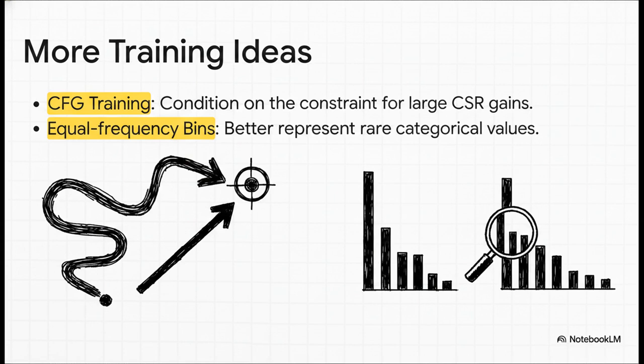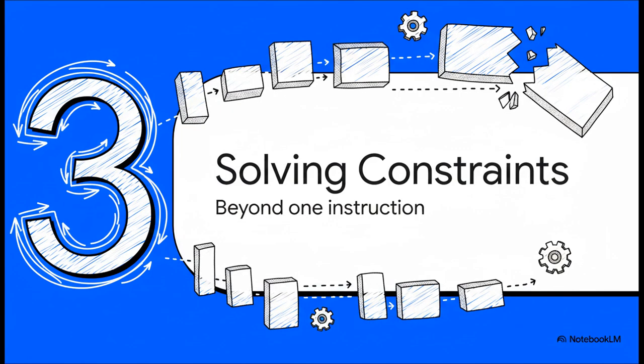Another really smart idea is using what are called equal frequency ordinal bins. It's a fancy term, but it just means we make sure the model learns to represent the rare weird values just as well as the super common ones. It's a great way to avoid bias in your data. All right, next up, we're going to tackle one of Harpoon's biggest Achilles heels right now, how it handles constraints.